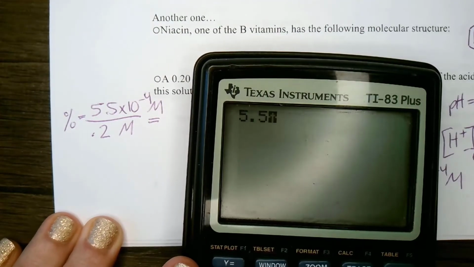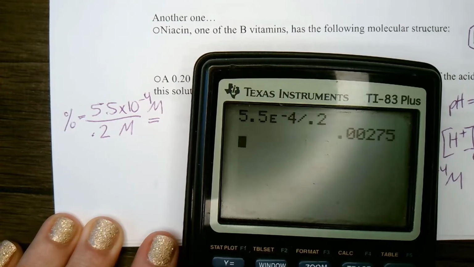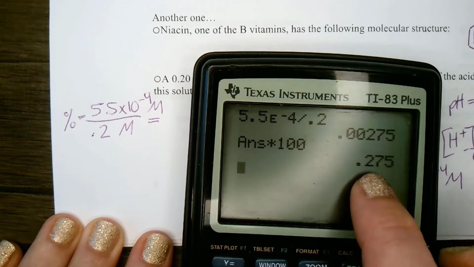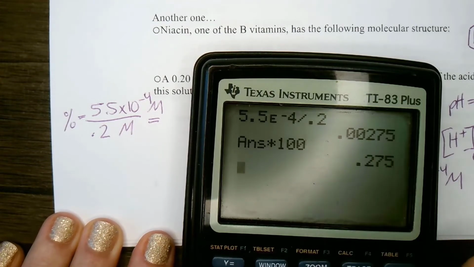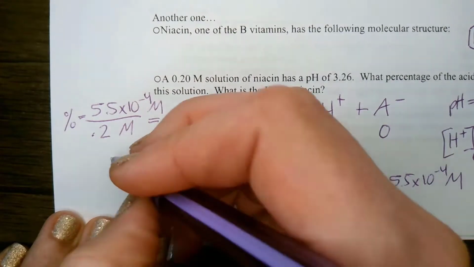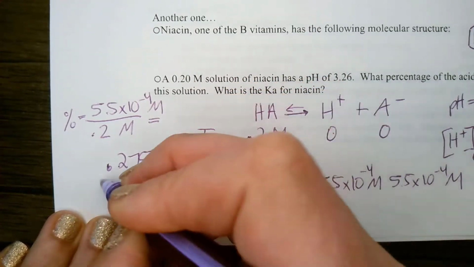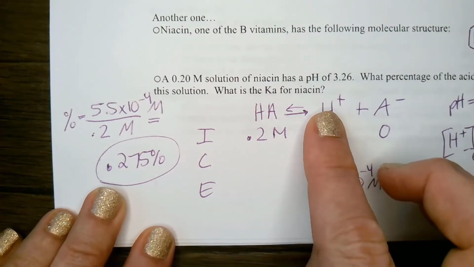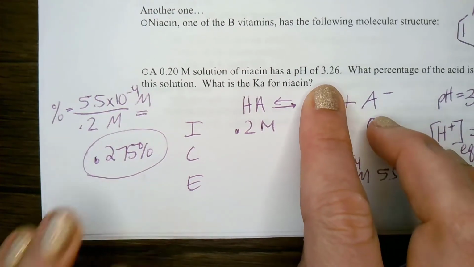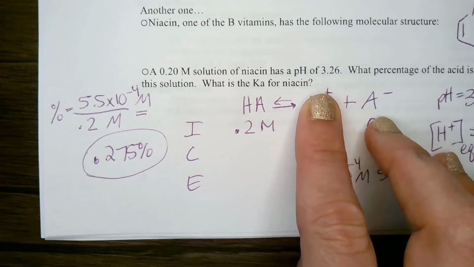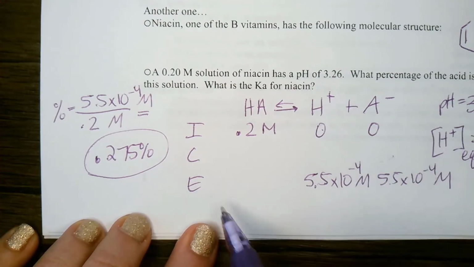And these are all molar concentrations. So let's do that 5.5 times 10 to the negative fourth and divide it by 0.2. And then, of course, we're going to times it by 100. And wow, we got less than a percent, 0.275%. So that's way less than our 5% rule.